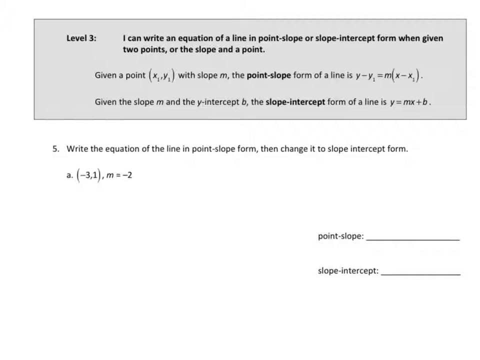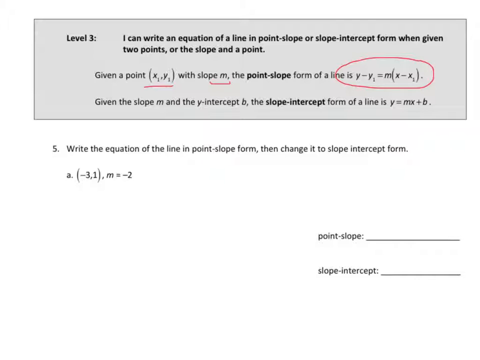In Level 3, you'll be writing equations using point-slope form, which is new, or slope-intercept form, when given 2 points or the slope and a point. For point-slope form, the equation is right here. When you're given a point, x1, y1, and the slope m, the point-slope form of an equation is y minus y1 equals m times the quantity x minus x1.